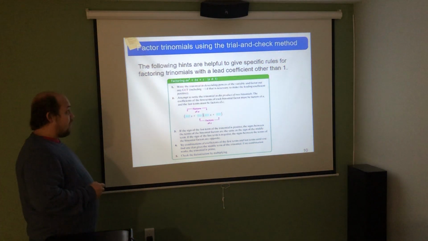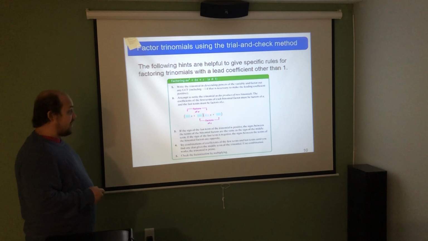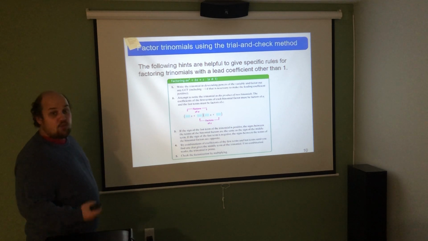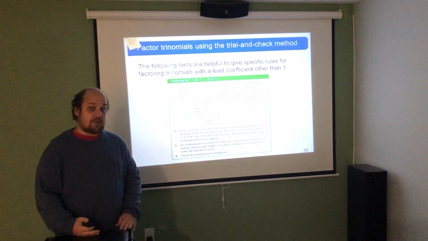So, write the trinomial in descending powers of the variable, factor out the greatest common factor, then attempt to write 2 factors of the first term, 2 factors of the last term, and see if when you multiply back, you get to where you wanted to end up, which is the original multiplication.